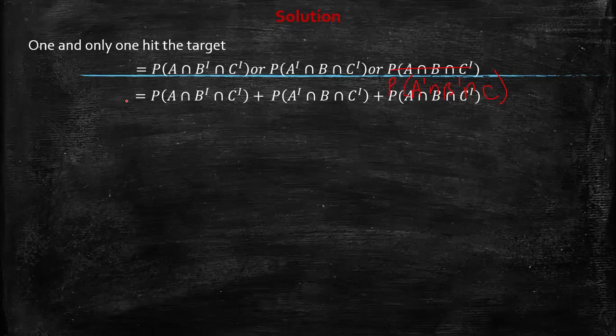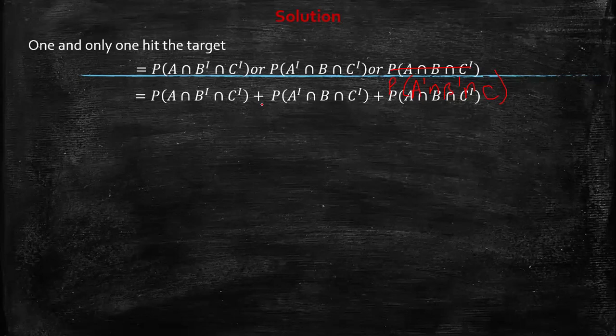I think the error still persisted, but we are going to deal with it. This word or, when we are using it between these probabilities, means addition. This time it does not mean union. So we have A intersection B complement intersection C complement, meaning that it is only A who hit the target, plus A prime intersection B intersection C prime, implying that it is only B who hit the target. And then lastly, A prime intersection B prime intersection C.